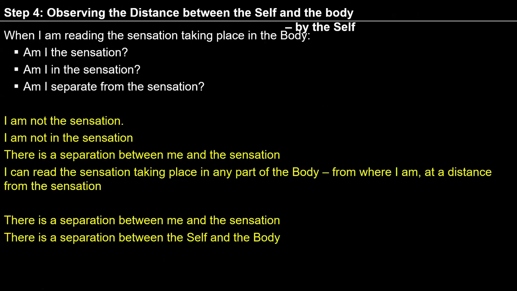With this, in step 4, now I am reading the sensation taking place in the body. And while reading, I am trying to see, am I the sensation? Am I in the sensation? Am I separate from the sensation? So with this, I can see there is a separation between me and the sensation. So I am not hard bound with the body. I am at a distance from the sensation. So in that sense, I am not dependent on the body. I am free to interact with the body whenever I think it is important to interact.